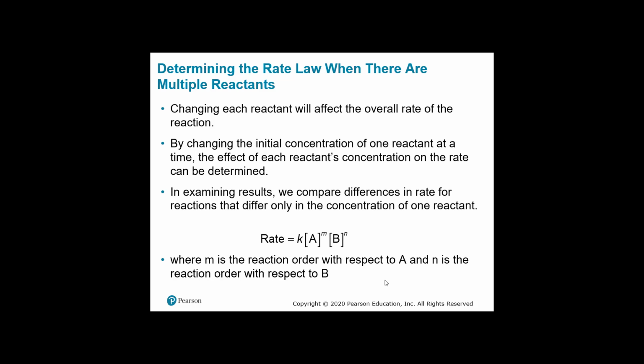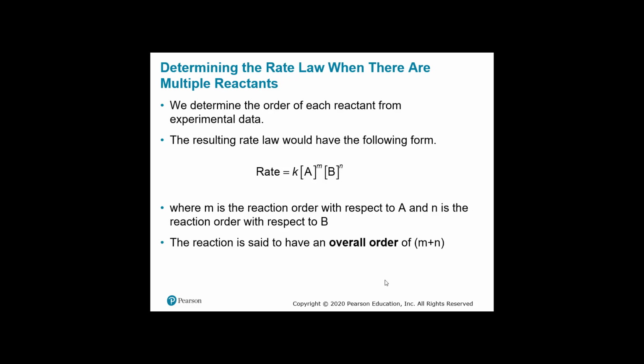So in examining results, we compare differences in rate for the reactions, differing only in the concentration of one reactant. Where m is the reaction order with respect to A, n is the reaction order with respect to B. And further on, we're going to solve a reaction, solving for m and n. So we determine the order of each reactant from experimental data. In this case, we didn't do the experiments, but they're going to give us tables, and we're going to take the information.